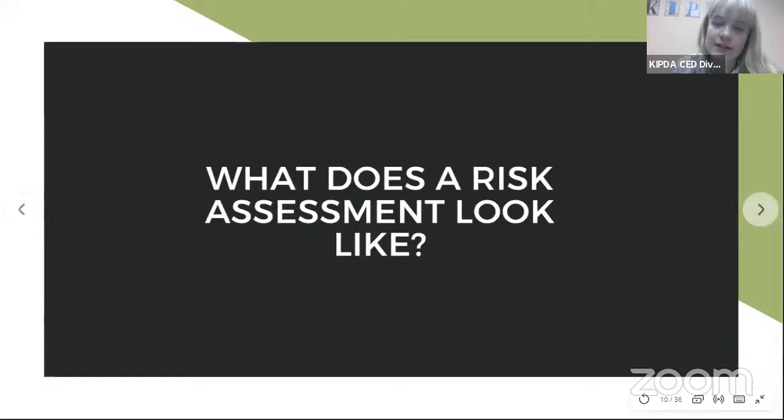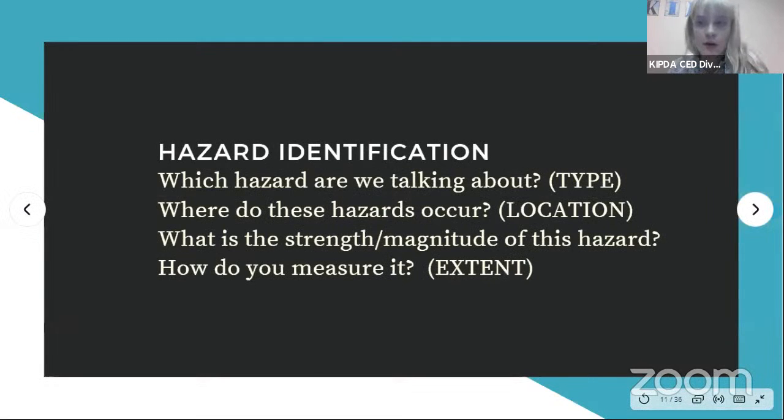So what does a risk assessment look like? That's what we're talking about today. There are about 5 parts to a risk assessment. The first part is pretty basic. It is our hazard identification.